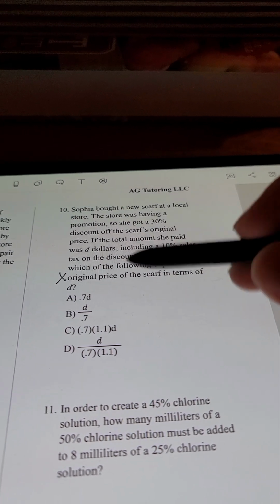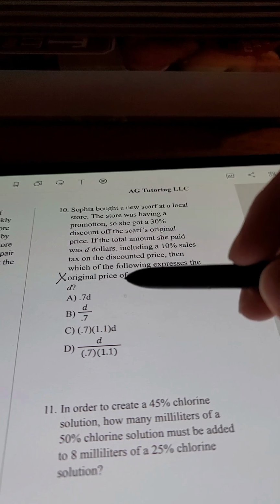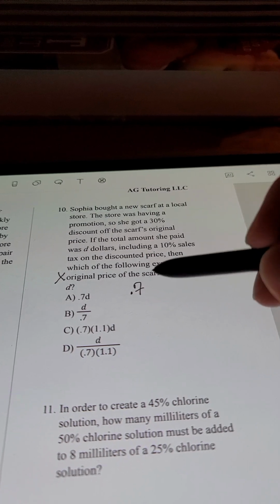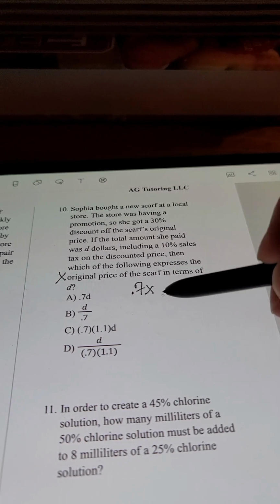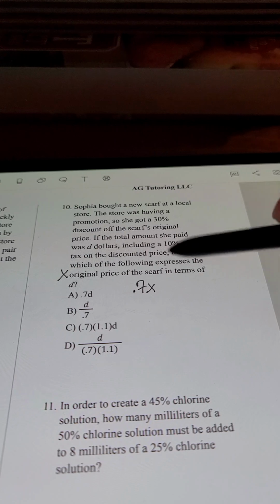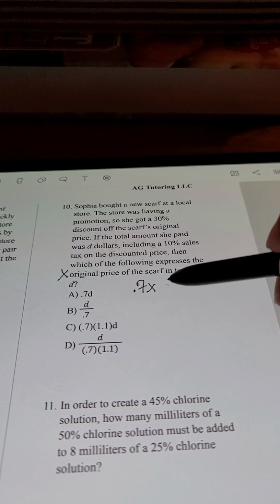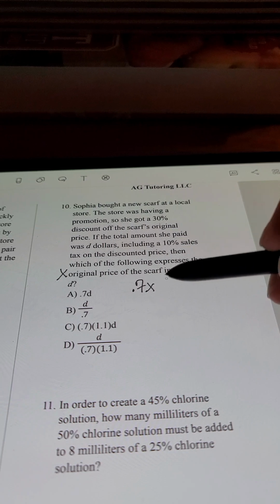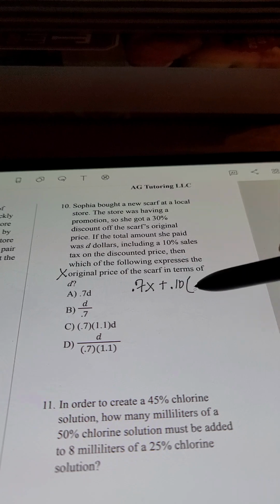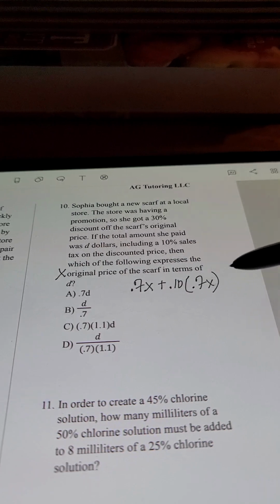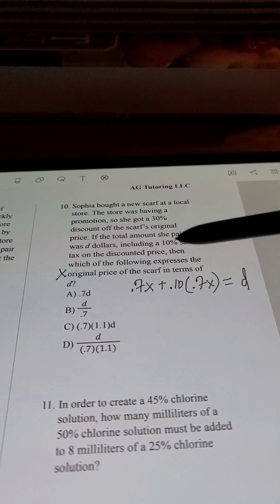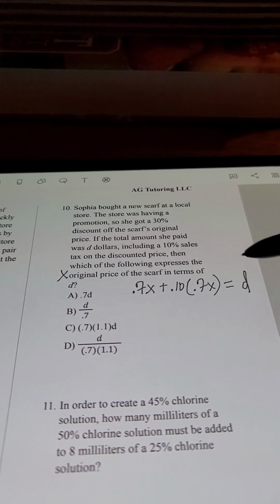So let's write an equation for this situation. She's getting a 30% discount off the original price. So that means she's left paying 70%, which is just 0.7 of the original price X. That's the discounted price with the 30% discount. But then she has to pay a 10% sales tax on top of that. So we can add 10% of 0.7x, 10% extra of the discounted price she's going to pay. And that equals the total amount she paid, D.